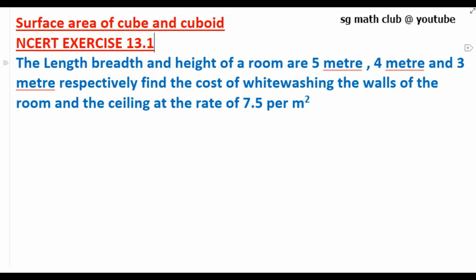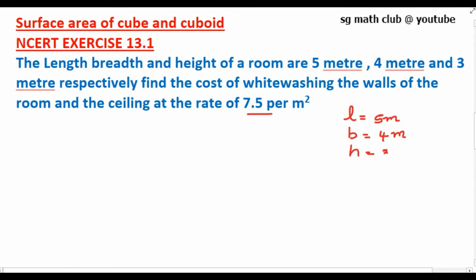So the first question is, the length, breadth and height of a room are 5 meter, 4 meter and 3 meter respectively. Find the cost of whitewashing the walls of the room as well as the ceiling at the rate of 7.5 rupees per meter square. So we have here length as 5 meter, breadth as 4 meter and height of the room is 3 meter. Now we need to find the cost of whitewashing the walls of the room.